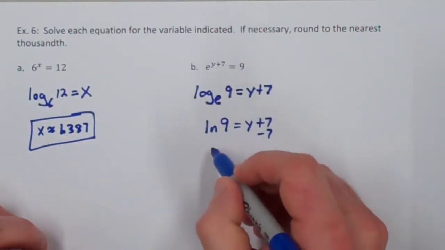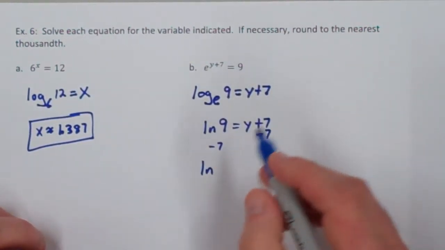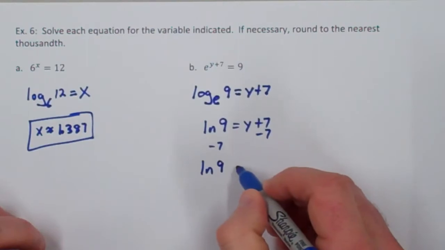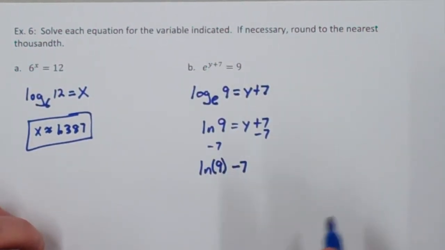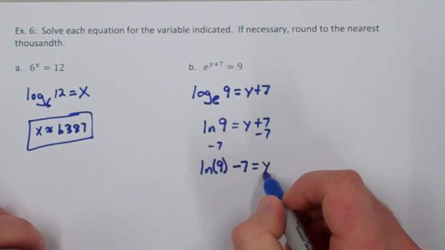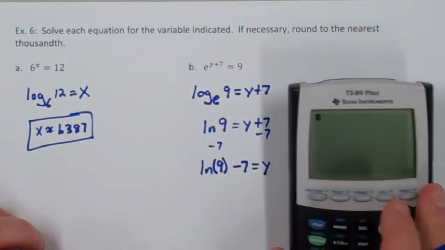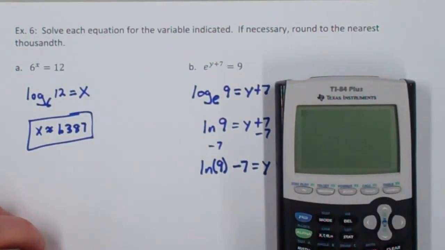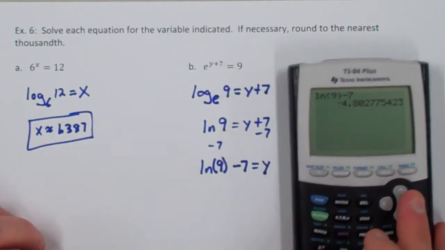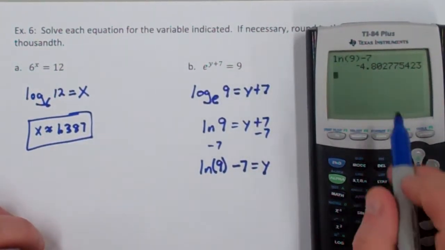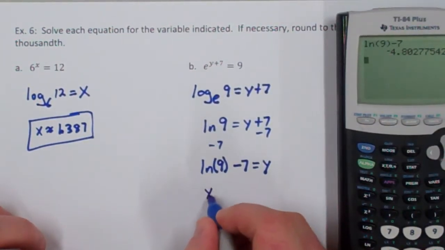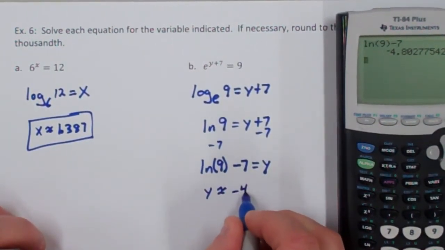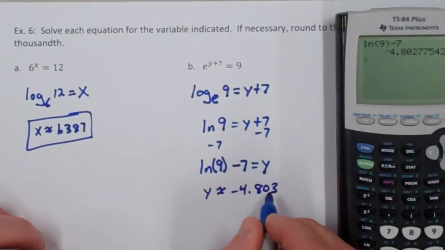And then we could subtract 7 from each side. We would have the natural log of 9 and then minus 7. The 9 is the only thing that the natural log is acting on. That's equal to y. Let's type this into our calculator, see what we get. So we've got natural log of 9 and then minus 7. We have negative 4.802 with the 7, so we'll round that 2 up to a 3. So y will be approximately negative 4.803.